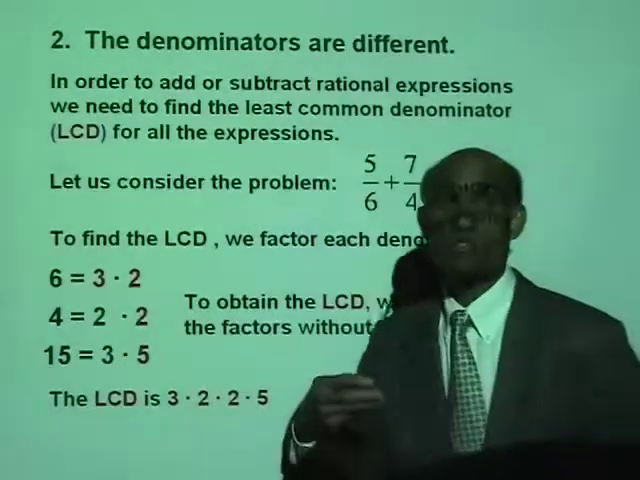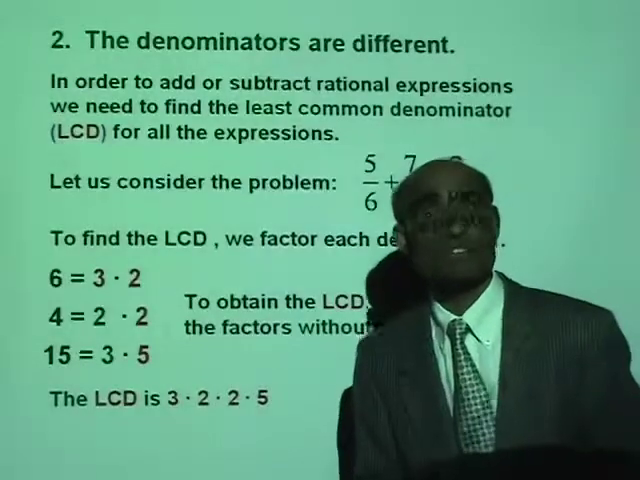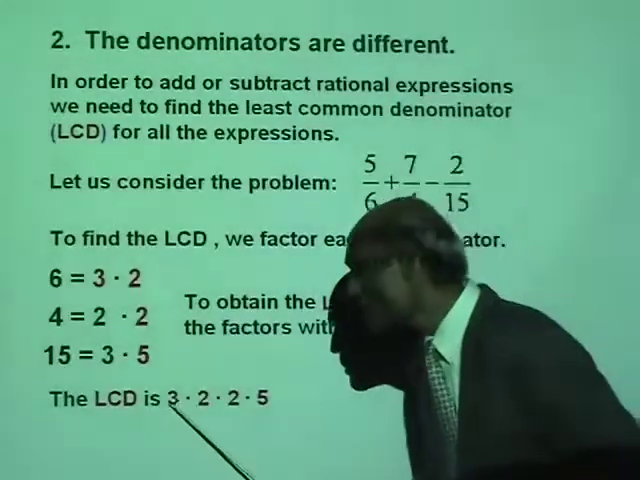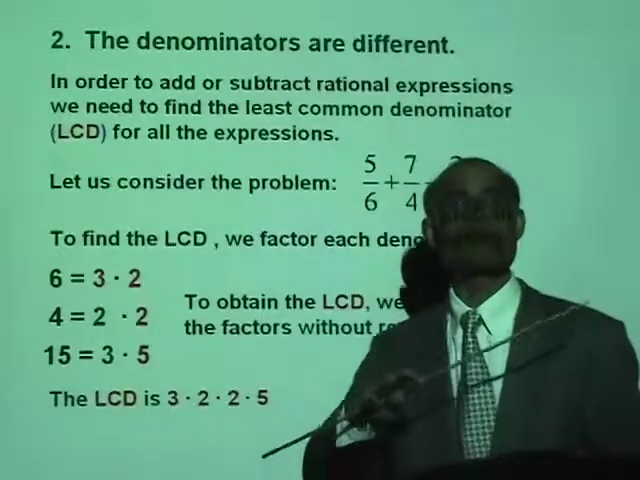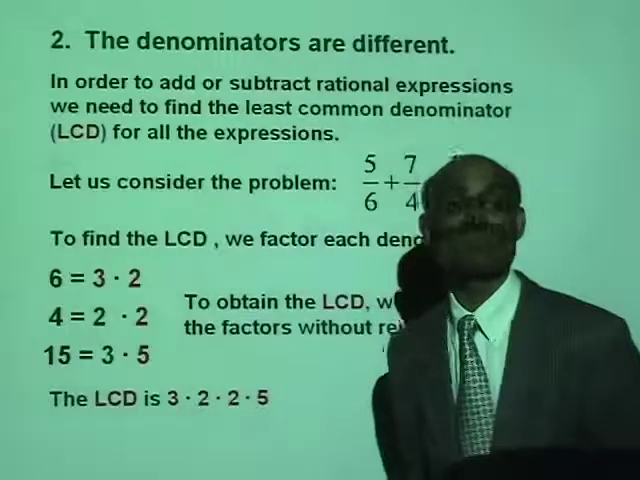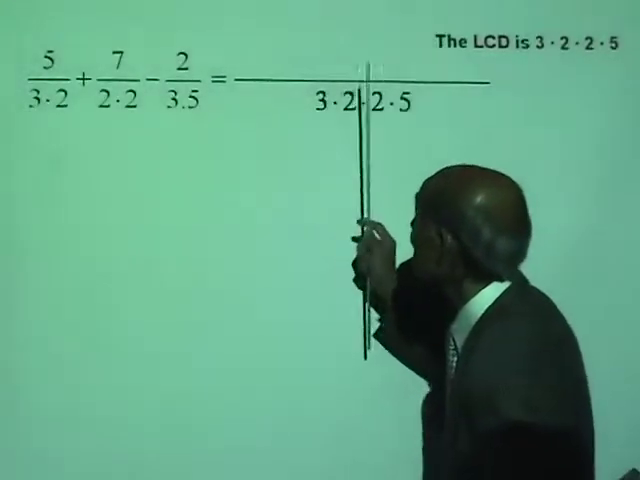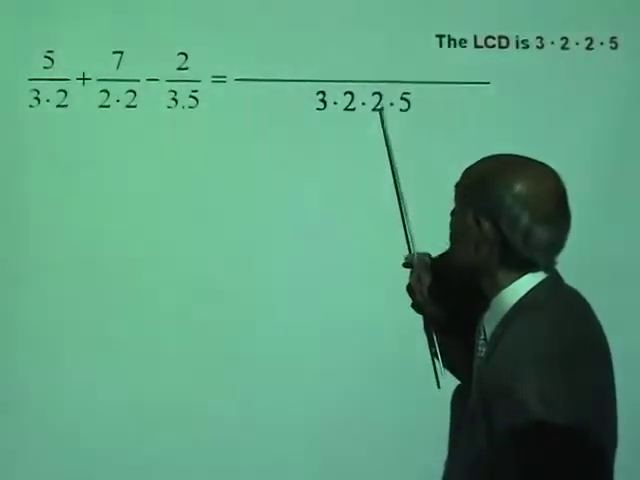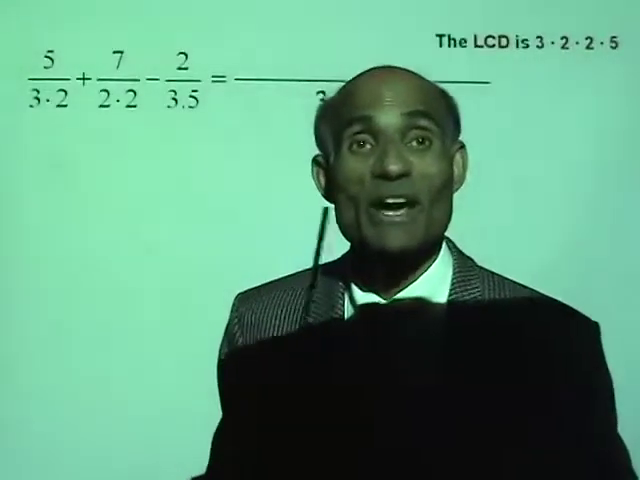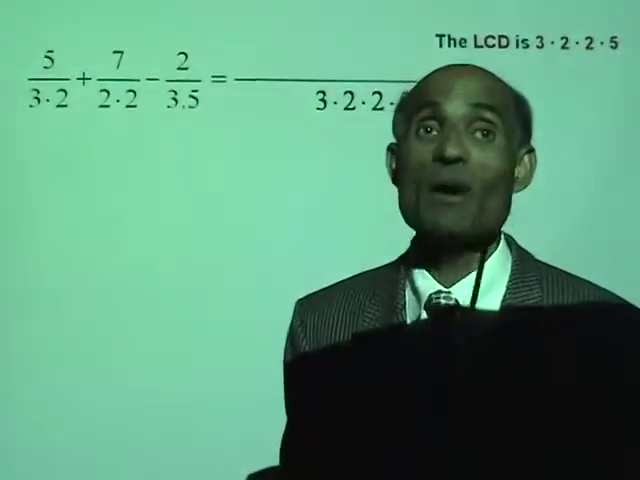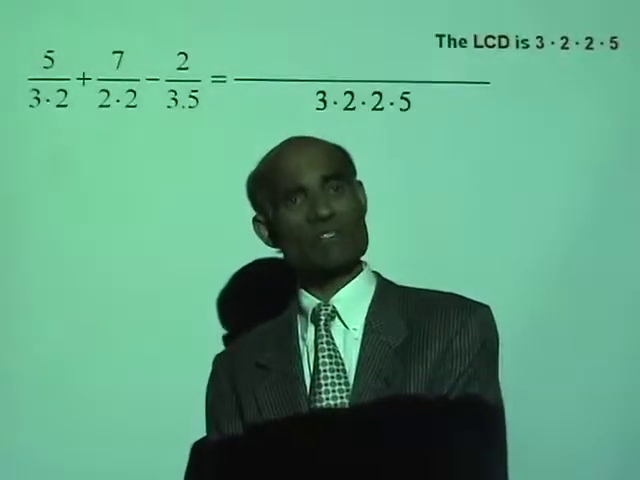Now, in order to develop a method for adding or subtracting rational expressions, we are going to leave that LCD in the factored form. We are not going to multiply to produce a number. So this is my LCD, 3 times 2 times 2 times 5. Okay, I want you to listen carefully and see how I construct the numerator. Do you remember how to construct the numerator?